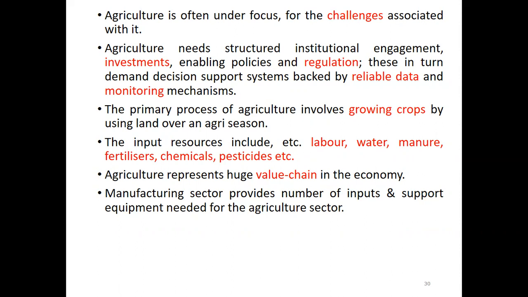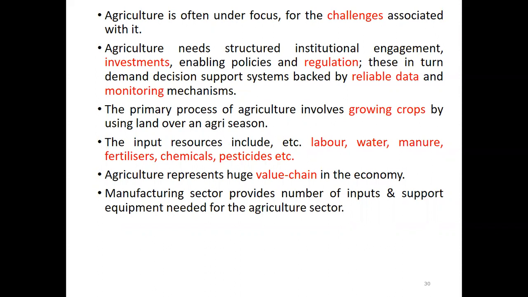So if a farmer is doing one farming business, just think about how many supportive businesses there are: labor, water, manure, fertilizers, chemicals, and pesticides. These are the supportive activities. Supportive means what? If farming doesn't happen, there is no scope for these activities. Where will labor, water, manure, fertilizer, chemical fertilizer, and pesticide go? So agriculture is the one sector on which these other businesses also depend.